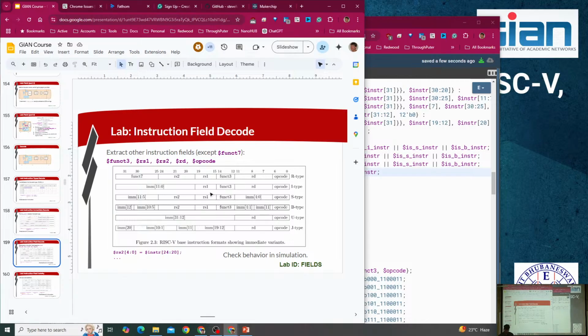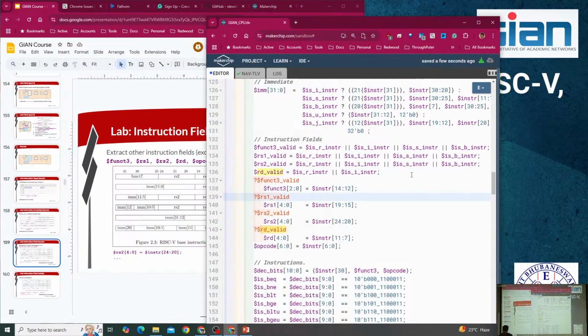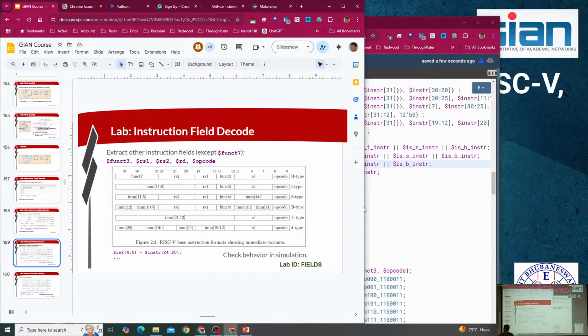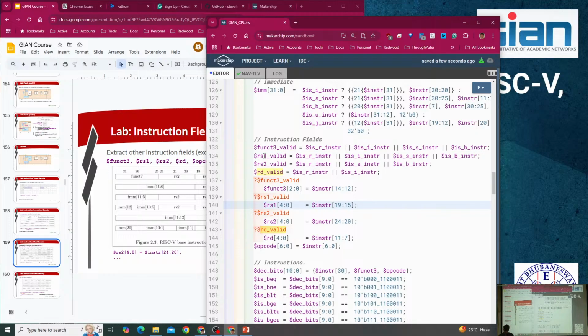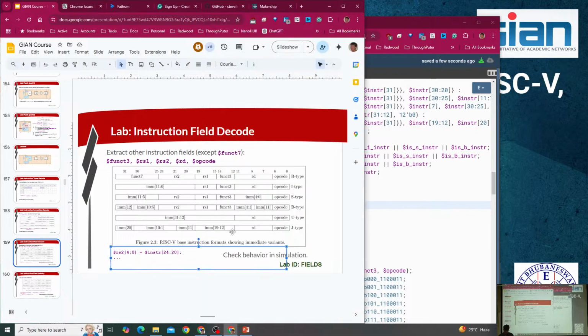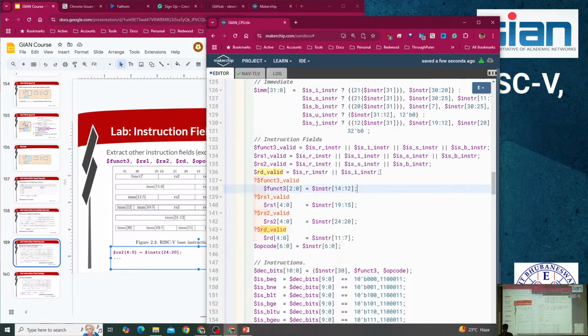RS1 is everybody. RS2 is not I-type. So RS2 should not have that term. What else? RD, RS2, funct3. Okay, I think that's everybody. Yeah. Okay.